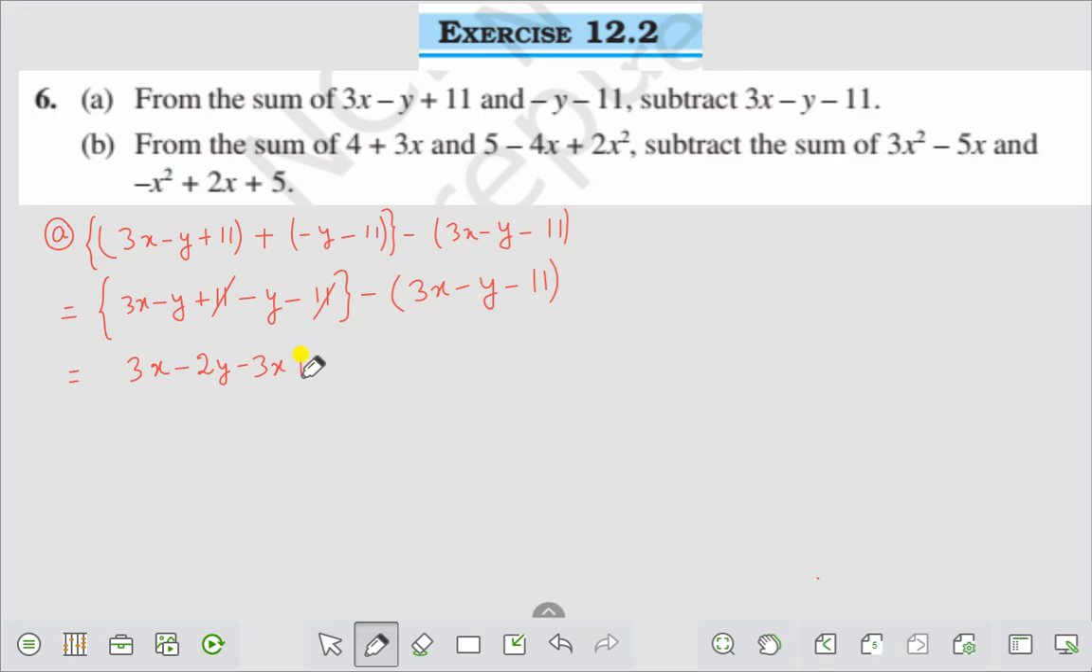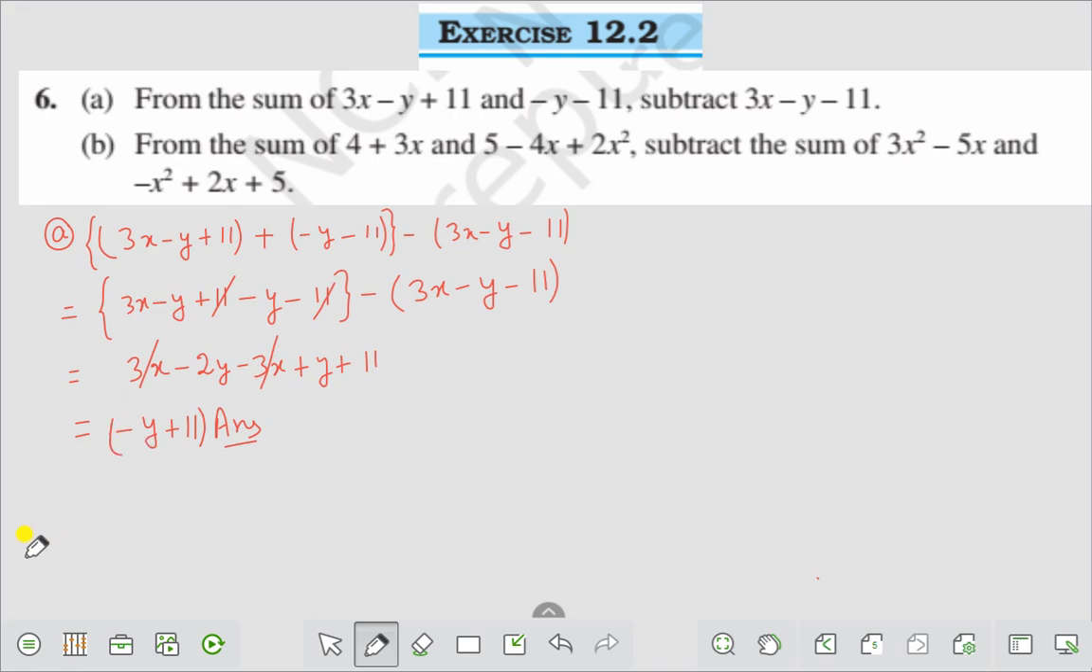minus into minus is plus y, minus into minus is plus 11. Now if we are rearranging the like terms, now you see plus 3x and minus 3x will cut, right? Minus 2y plus y is minus y, that is minus y plus 11. This is the answer of question number A, that is minus y plus 11.